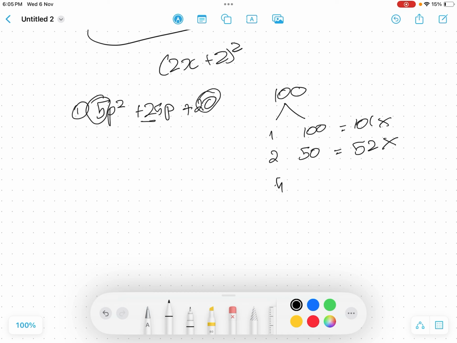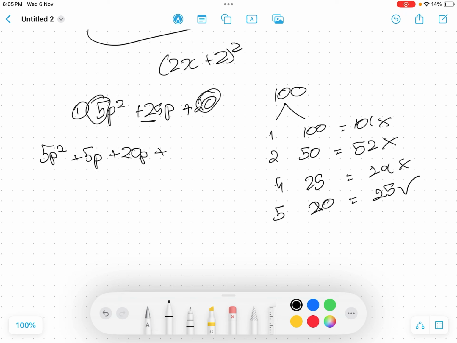4 into 25, you get 29. Nope. But 5 into 20 you get 25. So this is the correct one. So now you write it as a sum, plus 5p plus 20p plus 20.